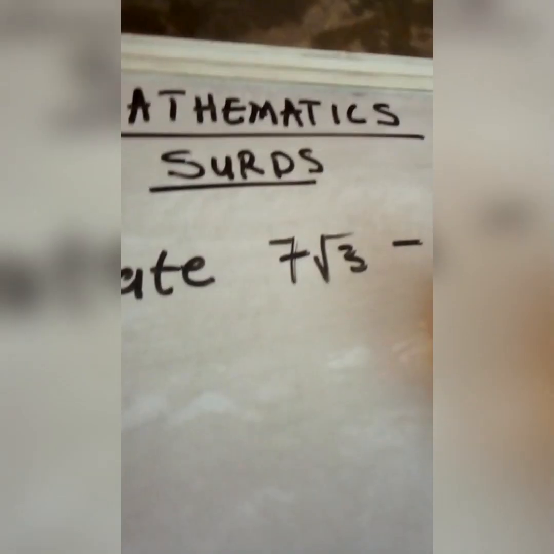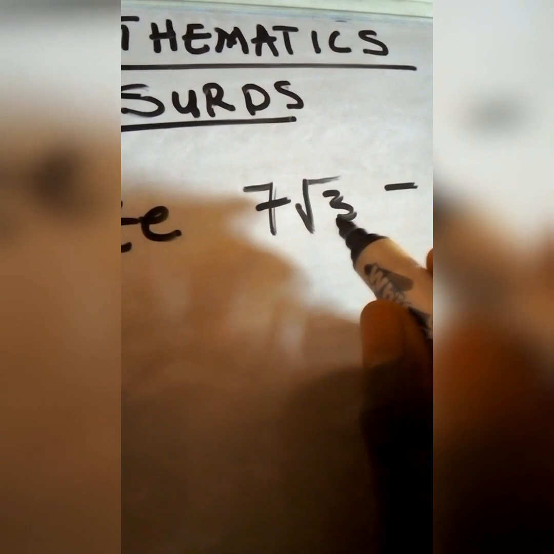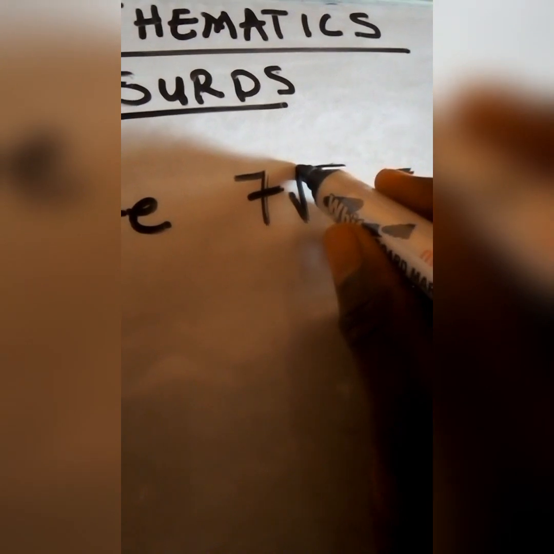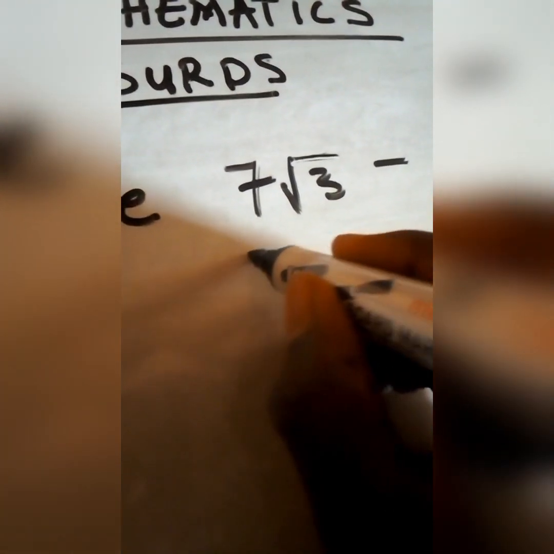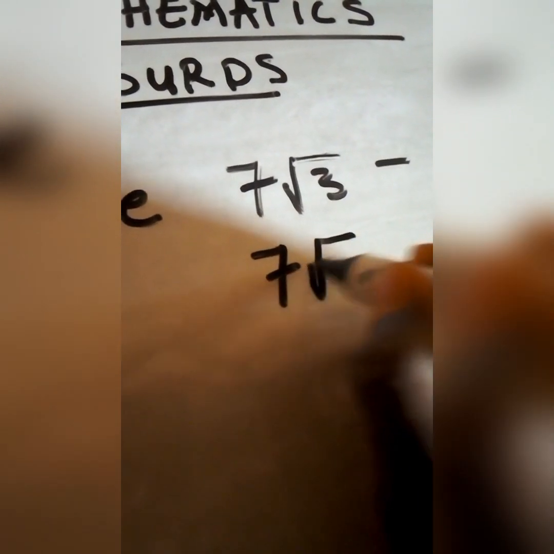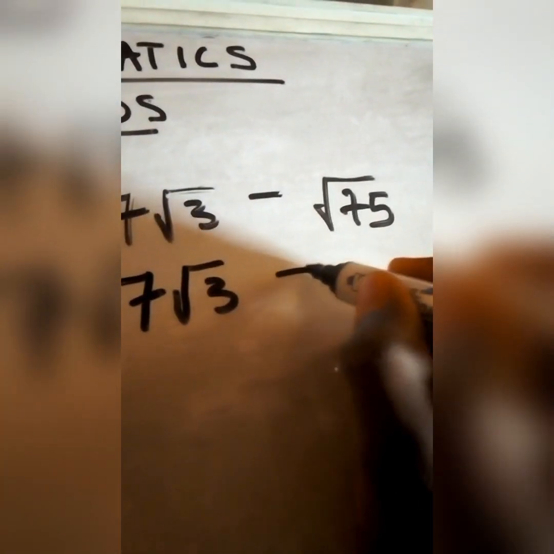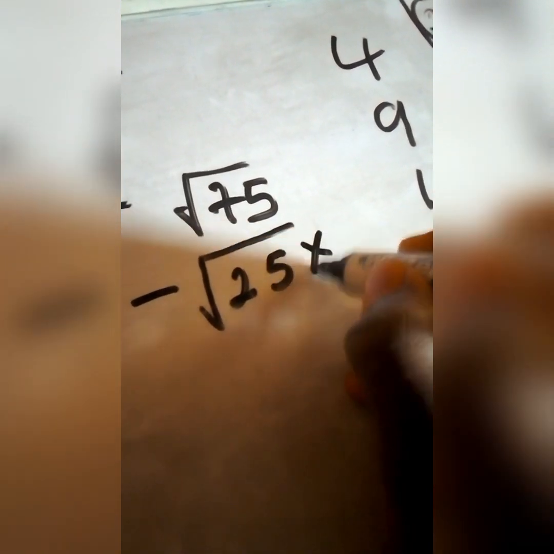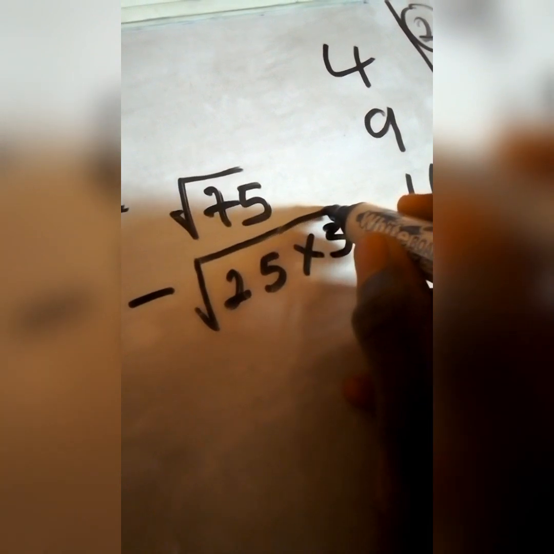Now let's start from there. We'll discover that 3 is a prime number. It does not have factors except 1 and itself, so nothing will affect that. We'll still write our 7 root 3 down. 7 root 3 minus now 75. Let us check. 4 cannot go into 75, 9 cannot go, 16 cannot go, but 25 can go. So if you say 75 divided by 25, you have 3. So instead of writing 75, you can write square root of 25 multiplied by 3.